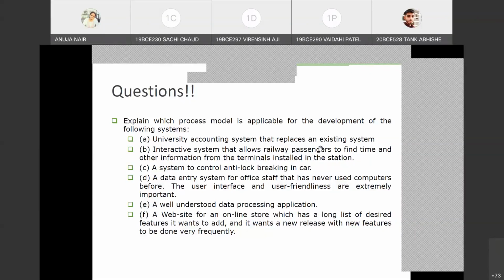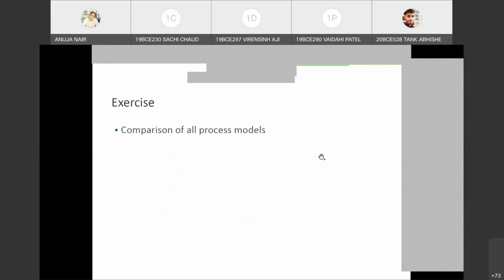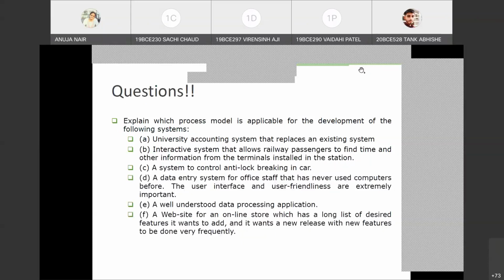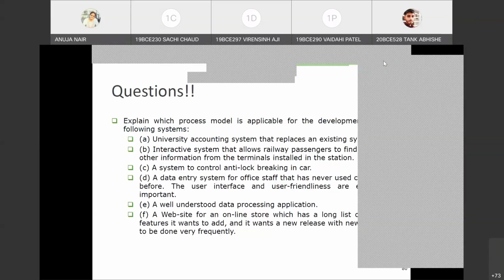So which model would be applied over here in question number B? Everyone, I need an answer. Give private answers, it's fine. Only 2 people have answered me. Which process model is applied for question number B? See the term. Which term is required? Interactive system. I just told you, where UI is important and web interface is important, user interaction is important, you go for prototype model, right?